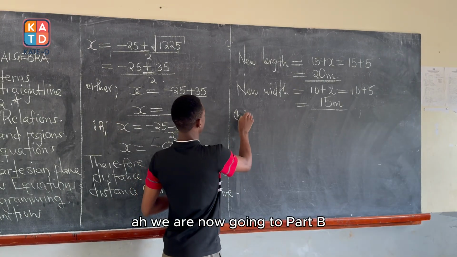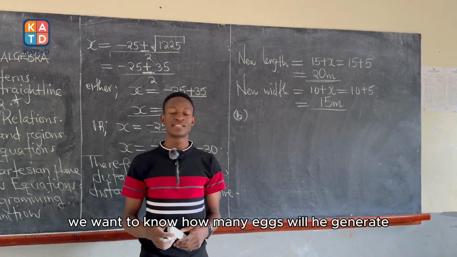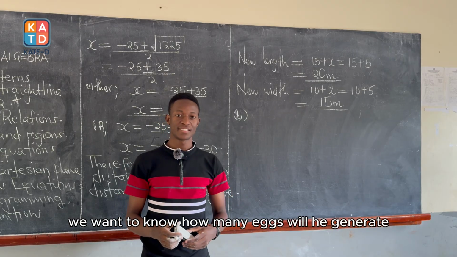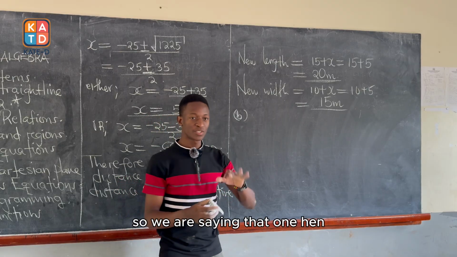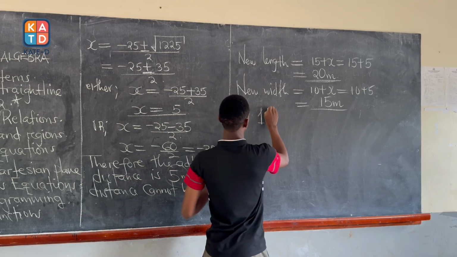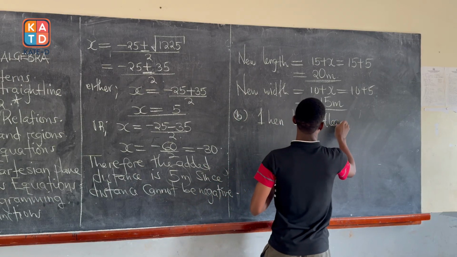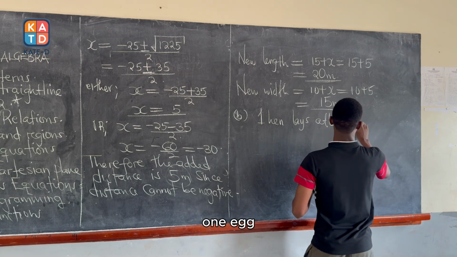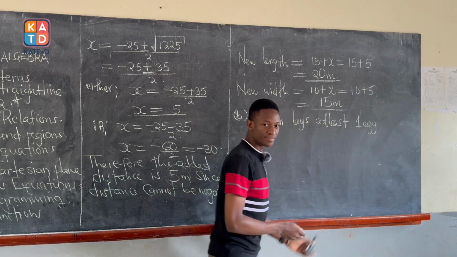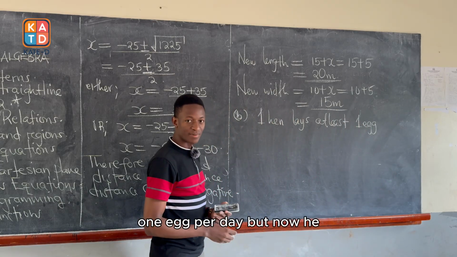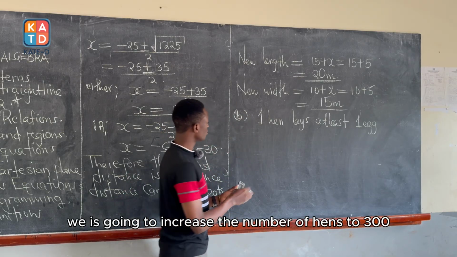We are now going to part B. In part B of this item, we want to know how many eggs he will get at the end of the 3 weeks. So we are saying that one hen lays at least one egg per day. One hen lays at least what? One egg per day. But now he is going to increase the number of hens to 300.